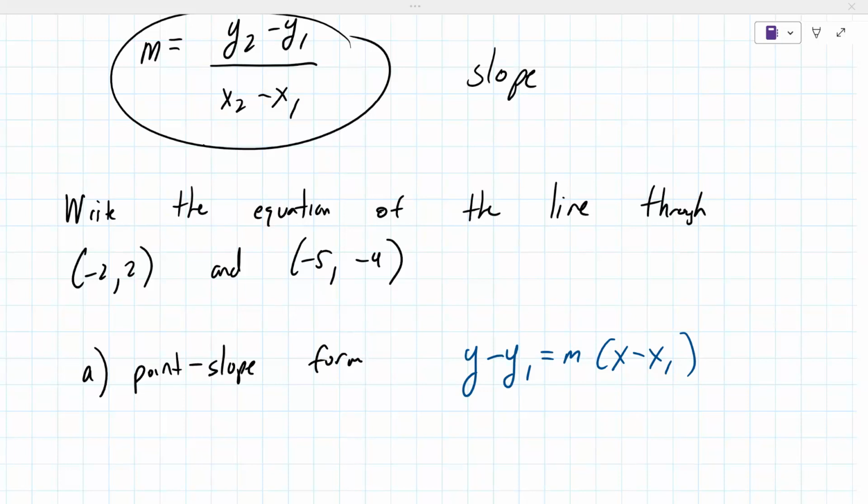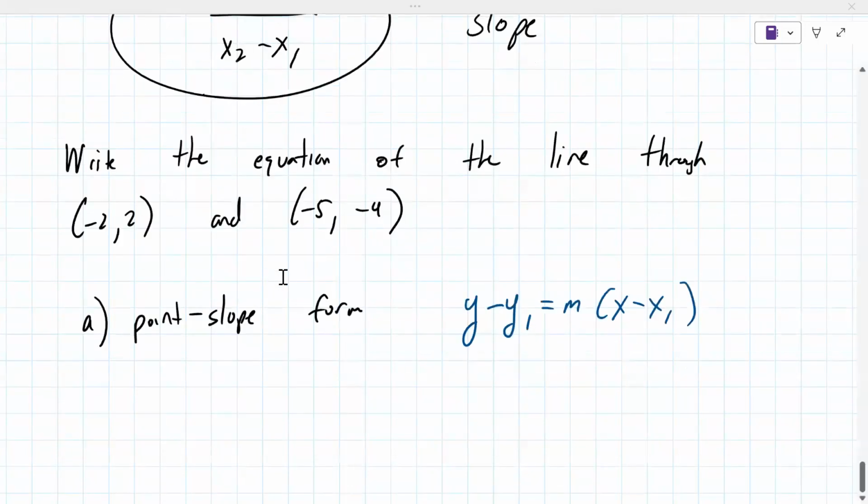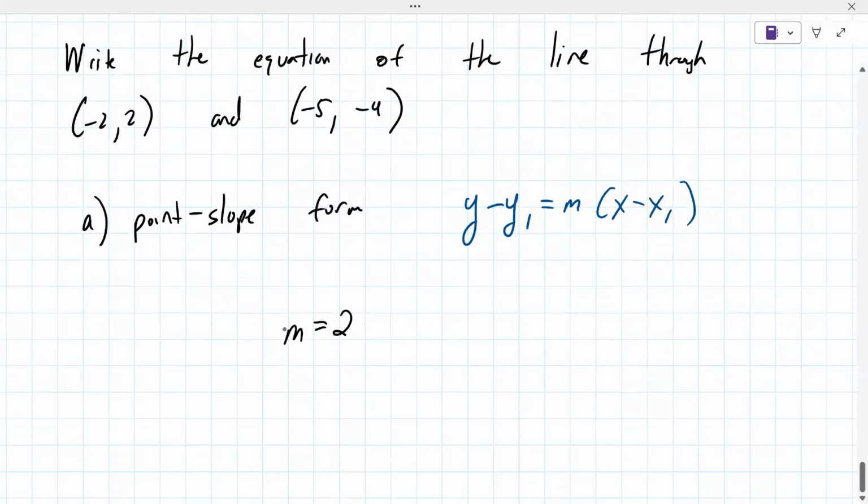Okay, I got y equals 2x plus 6. What did you get for your slope? Oh, I got 2. Okay, that's good. The slope is definitely 2. And then which point did you use? The first one or the second one? The second. Okay, so you said you got y plus 4 equals 2, x plus 5, like that?